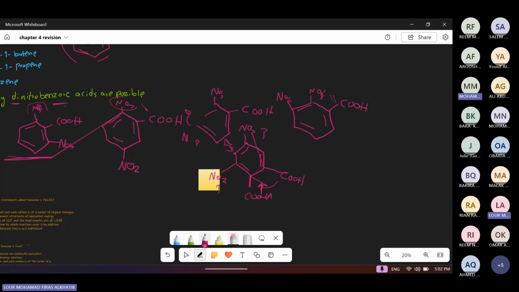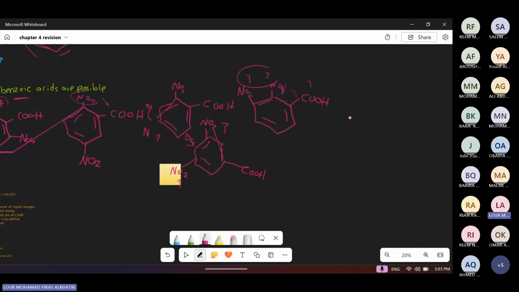Do you get what I did here? The last one would be 2,3 dinitrobenzoic acid. Not 2,3. It could be. Wait, let me draw it out for you guys. So now you give 5 options. The last one would be 2,3. The sixth one would be 2,3 dinitrobenzoic acid. But look here, what is this? This is 1, 2, 3. Oh yeah, it's 2,3. Okay. The last option would be this.